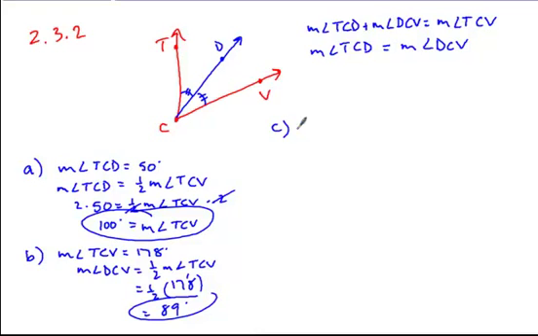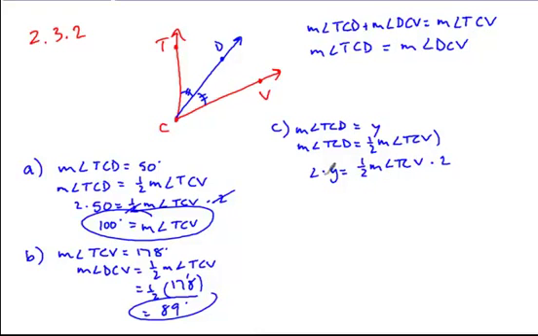In the third part, we were told that the measure of angle TCD is given as y, and we want to find TCV. So again, TCD is equal to 1/2 of that whole measure TCV. And so we substitute in: y is equal to 1/2 the measure of angle TCV. To solve for this unknown angle, we multiply both sides by 2. The half and the 2 cancel, and we get angle TCV to be 2 times y.